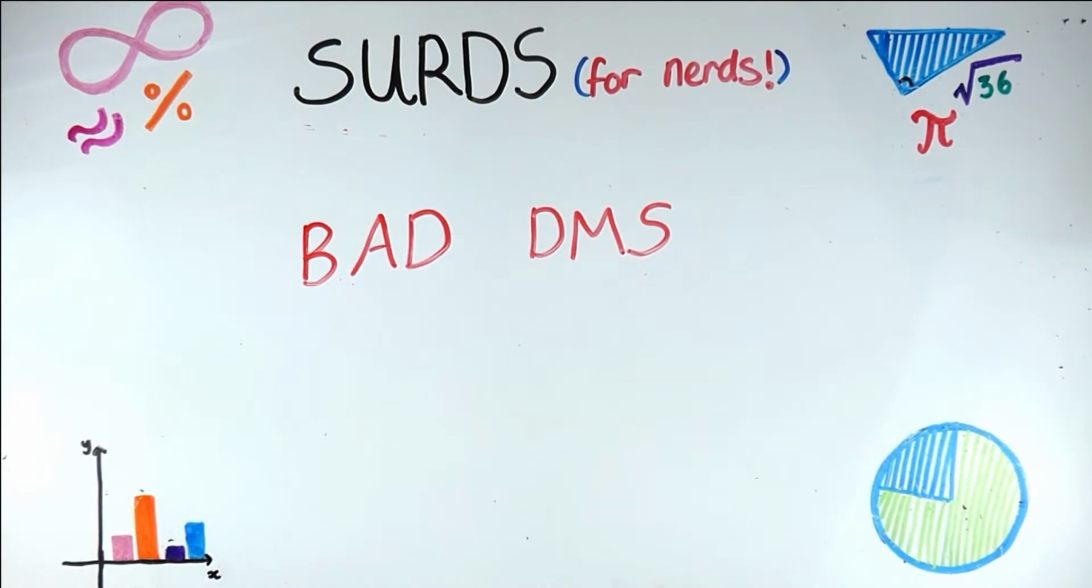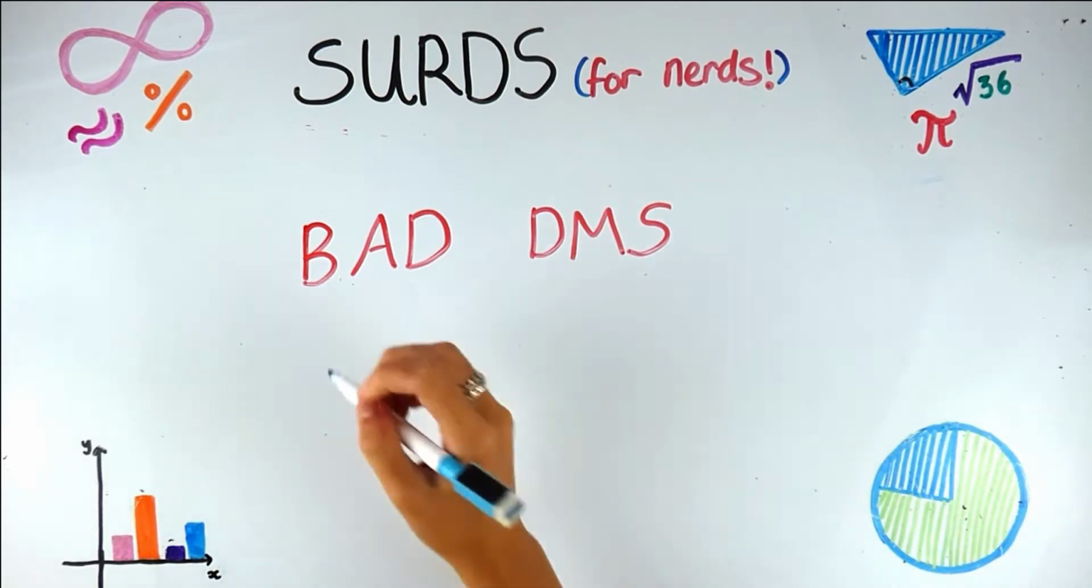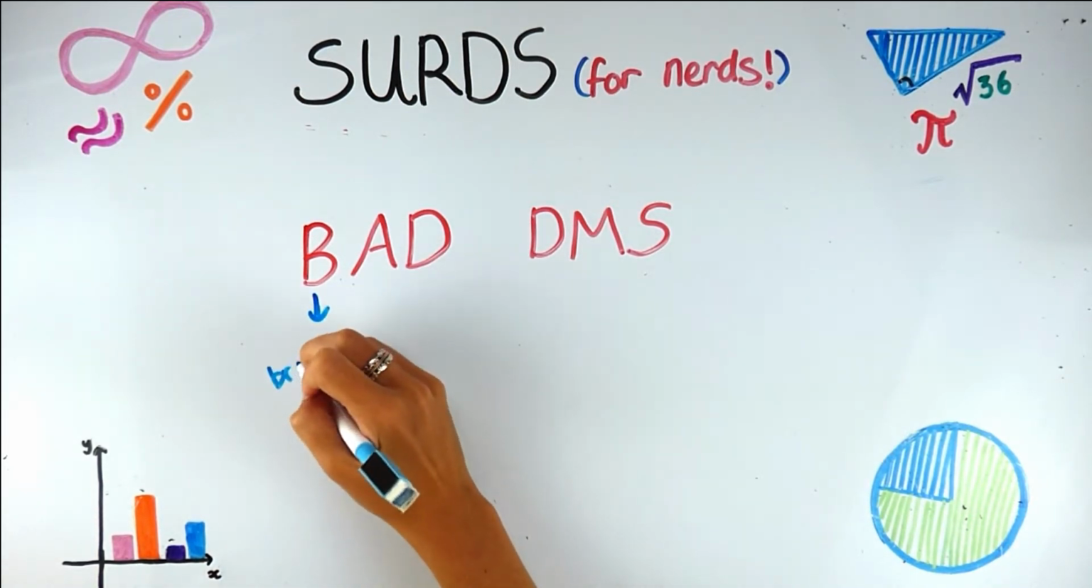So the way I remember each of these 6 rules, if you do want to know all 6, is BADMS. So B, that's the bracket one.